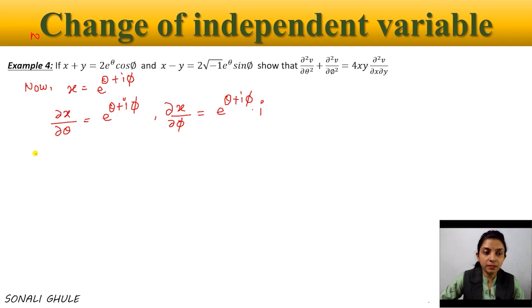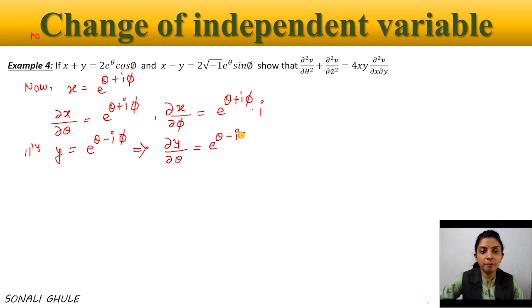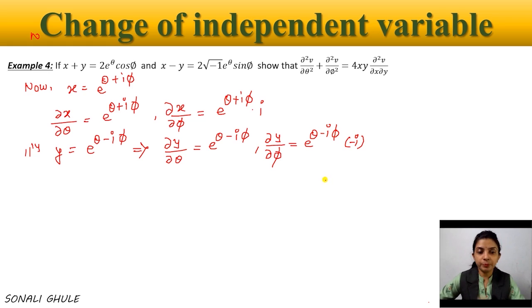Okay. Similarly, for y, e to the power theta minus i phi. So this will give me y with respect to theta, that is e to the power theta minus i phi, and y with respect to phi, that will be e to the power theta minus i phi, and the derivative of this power with respect to phi is minus i. Okay, so these are the four partial derivatives. Using these partial derivatives here in equations A and B.